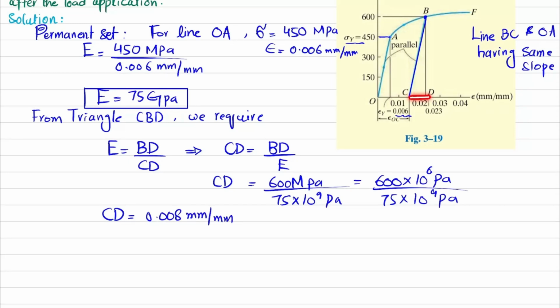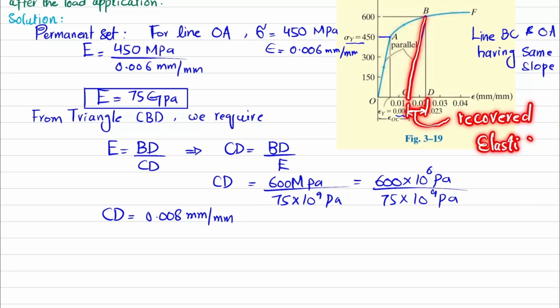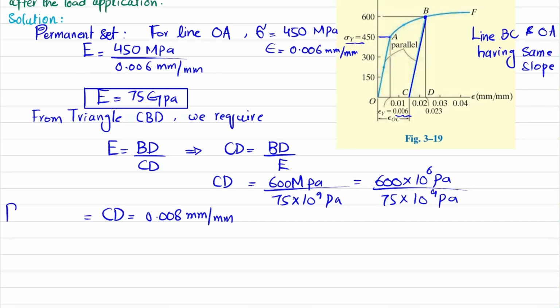What does this CD mean? When you remove this load of 600, at this point the strain was 0.023, and when you remove this 600 load, instead of going to 0, it will go to this point C. It means that this CD, or this much of strain, is recovered elastic strain, while this strain will be permanently available in the material. So this is also known as permanent set. So I can write this CD is equal to recovered elastic strain.